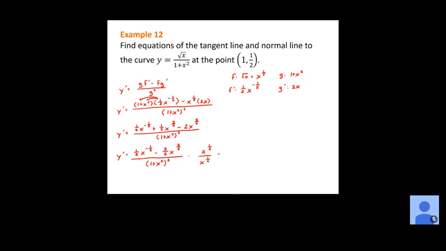Okay, so now I'm going to distribute what I've got here in the numerator. So again, I'm multiplying this x to the 1/2 times each of those terms. When I do that, now we're going to get 1/2. X to the negative 1/2 times x to the 1/2 is going to give us what?